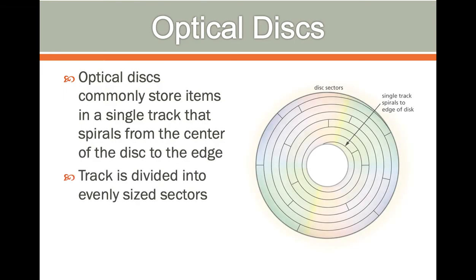Optical discs commonly store items in a single track that spirals from the center of the disc to the edge. The track is divided into evenly sized sectors. As you can see here, these are the sectors. A single track spirals to the edge of the disc. Okay, so this is the example.